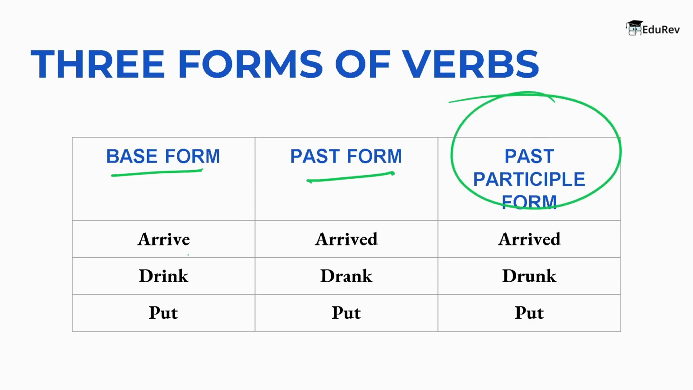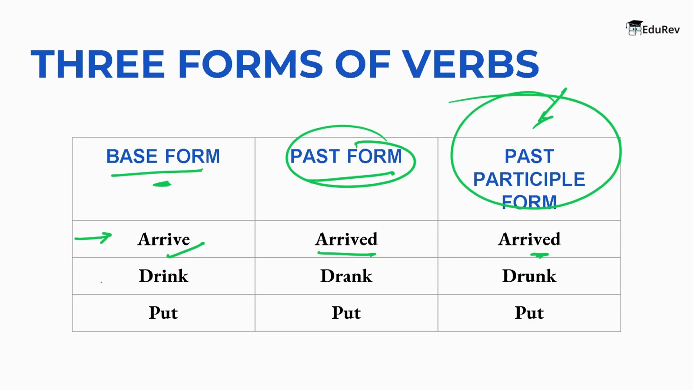For example, you have these three examples displayed on your screen. Arrive is going to be your base form, right? So the past form of arrive is going to be arrived. I arrived at the station at so and so time. All right. I will arrive at the station at so and so time. Okay. And the past participle form will be arrived itself. I arrived at the station at so and so time yesterday, right?